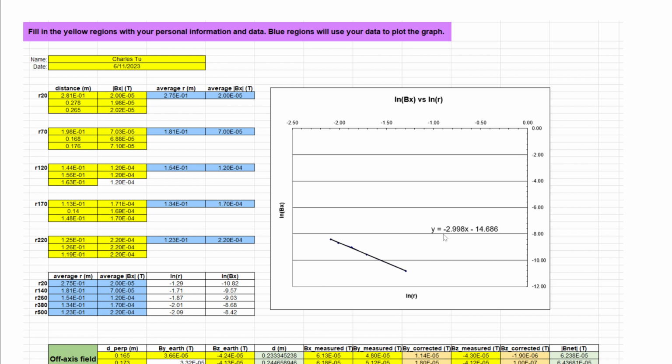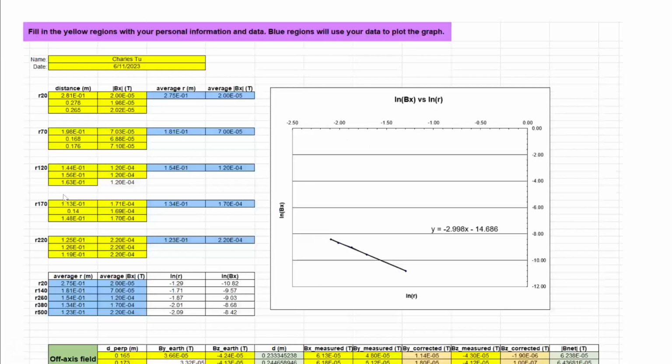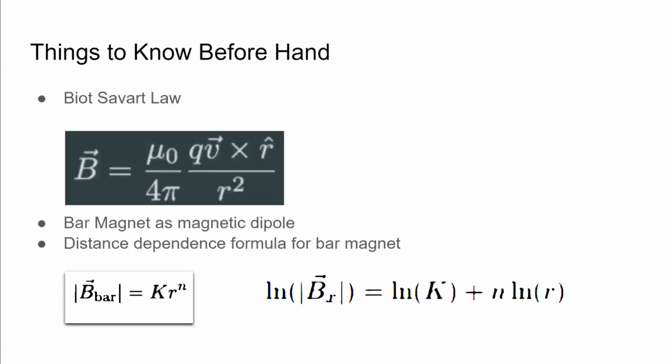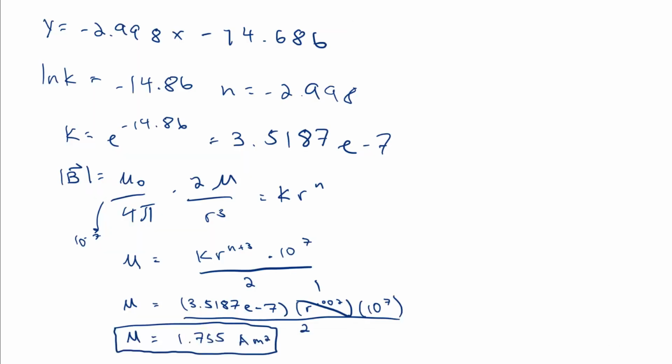As you can see, the resulting line would be y equals negative 2.998x minus 14.686. We'll then use that equation we found on the next page to find the magnetic dipole moment mu. So from our distance dependence formula, ln k is equal to negative 14.86, and n is equivalent to just the slope. And then basically you'll solve for k, and you get 3.5187 times 10 to the negative 7.